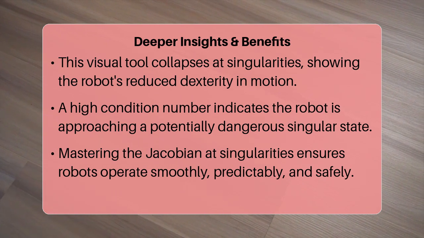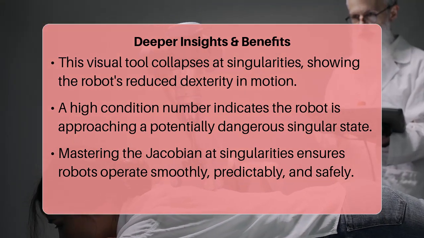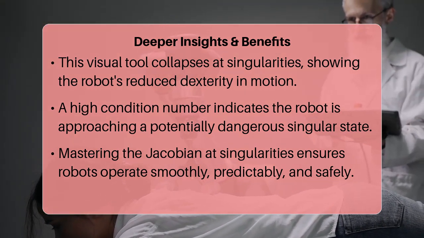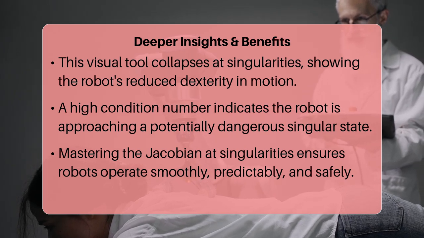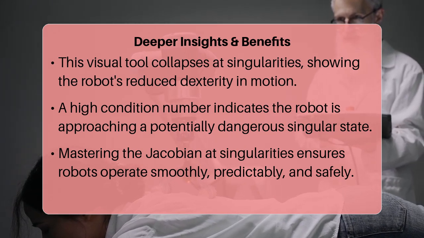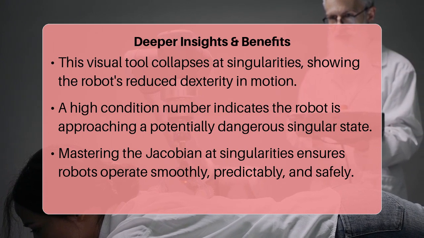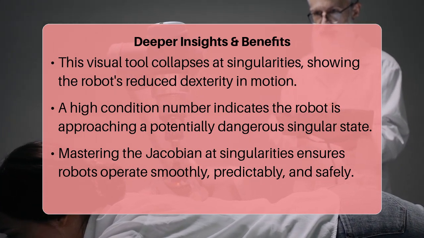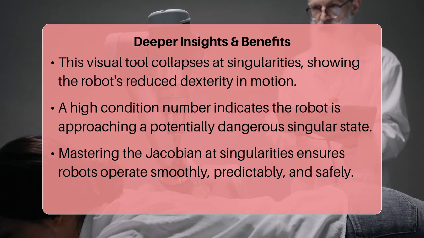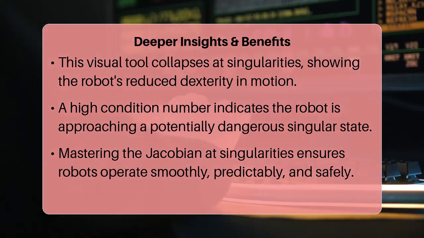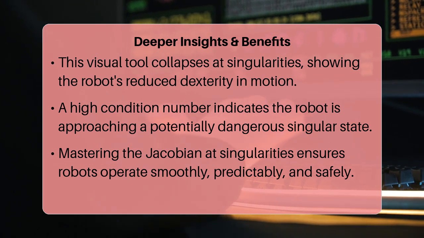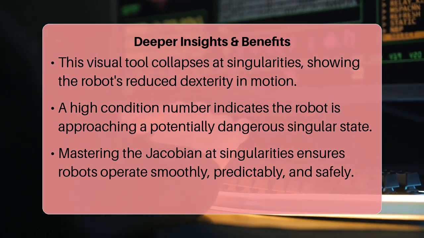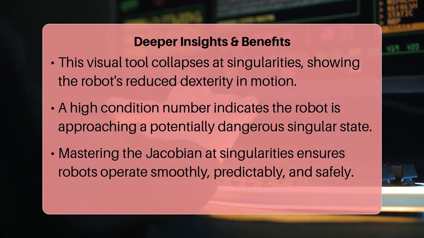Another related measure is the condition number of the Jacobian, which indicates how close the matrix is to being singular. A high condition number suggests the robot is approaching a singular configuration. Ultimately, understanding what happens to the Jacobian matrix at a singularity is vital for designing robust robot control systems and for planning efficient and safe robot movements.